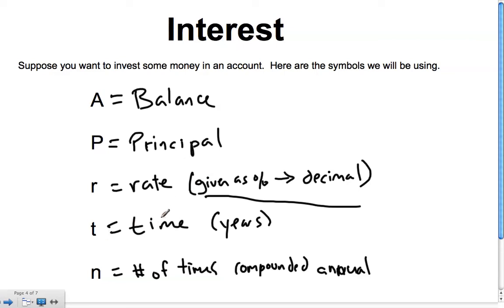This can be tricky because sometimes I can ask you, what's my balance after 6 months? You would then need to put that in terms of years, which I know you guys can do. It'd be 1/2. So your t value there would be 1/2. And then last but not least, n is the number of times that your interest is compounded in a year, annually. So what does that mean to compound?